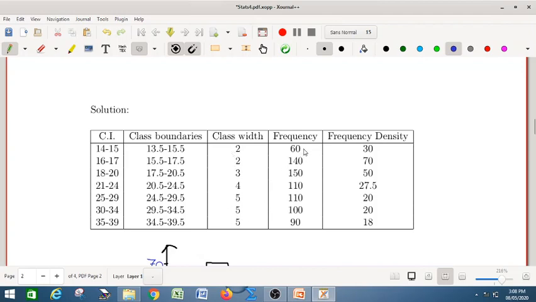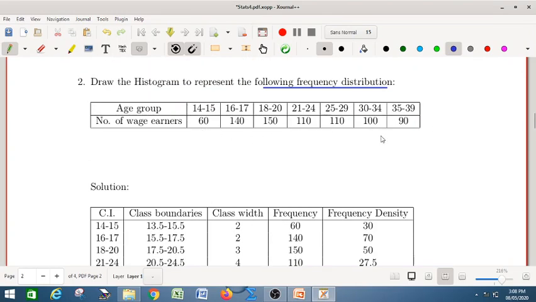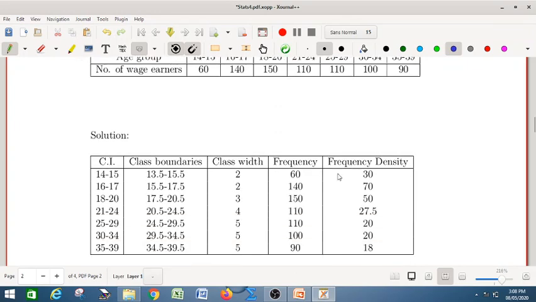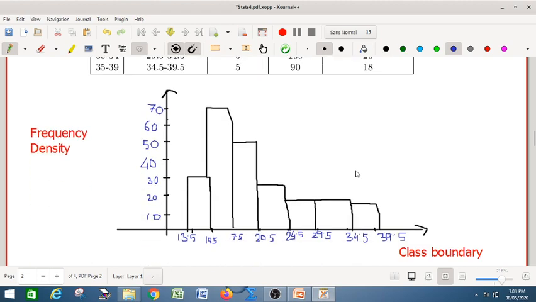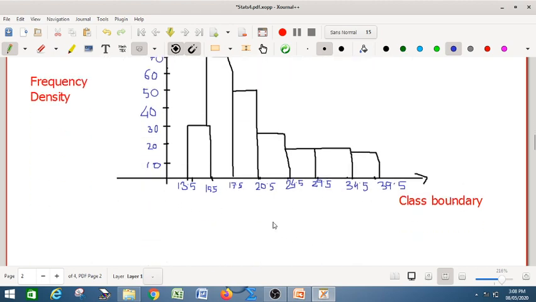The corresponding frequencies are given by this. Frequency density is simply frequency divided by class width: 60 by 2, 140 by 2, 150 by 3, and so on. This is how you calculate frequency densities. Now your horizontal axis will be the class boundaries.